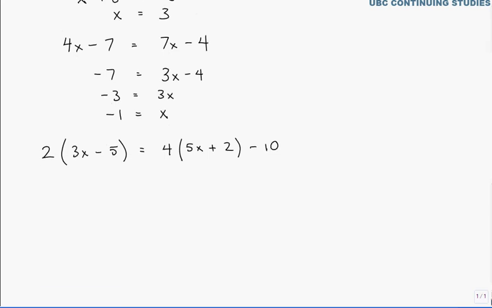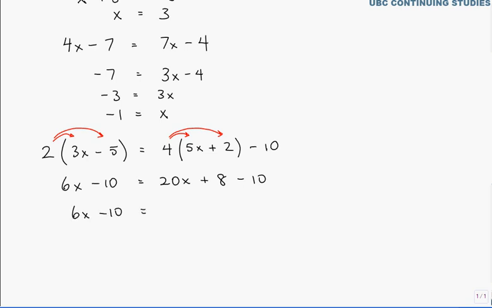You can't tell right away which side necessarily you want to collect the x's on, and there's also a little bit more going on here too because of that minus 10 at the end. So my suggestion here is just expand those products and then take a look at the equation you've got. So remember, using the distributive law, so 2 has to be multiplied by the 3x and the minus 5. Same thing on the right, the 4 gets multiplied by the 5x and the 2. So we have here 6x minus 10 and 20x plus 8 minus 10.